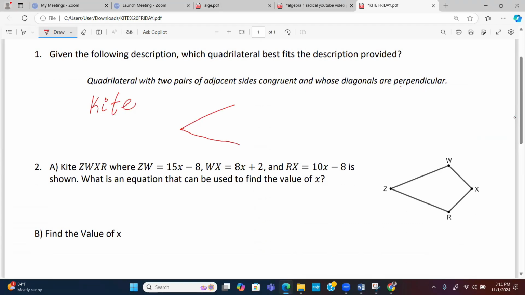it has two adjacent sides that are equal. Right, so this is a rough idea. And the diagonals are perpendicular. So this is a kite, right? All right.